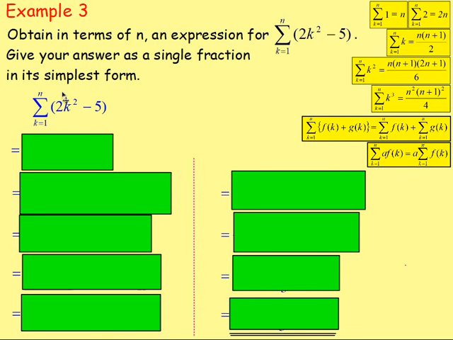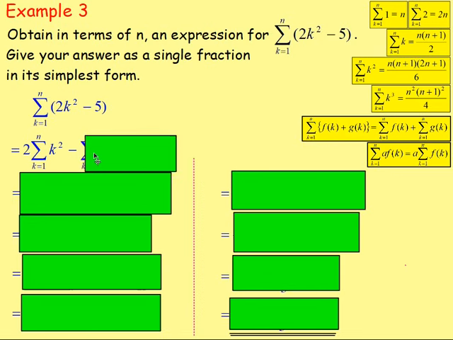So let's have the sum of 2k squared. But because you've got that constant, take it to the side. So that'll be 2 multiplied by the sum of k squared, going from k is 1 all the way up to n, minus, and then you're just going to have 5, but you'll have 5 n times. Imagine if there was a 3 there, you'd have a 5, another 5, another 5. You'd have 5 3 times. So that'll just be the sum of the 5s going from k equals 1 all the way up to n.